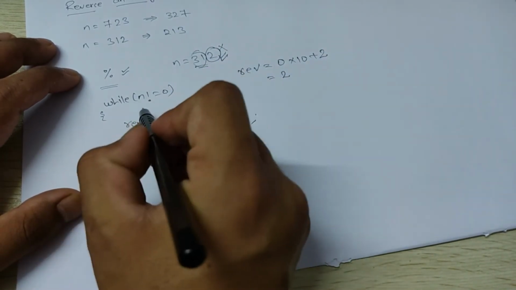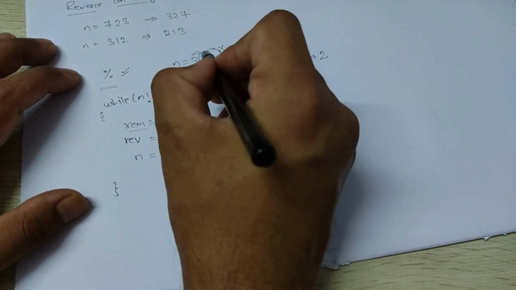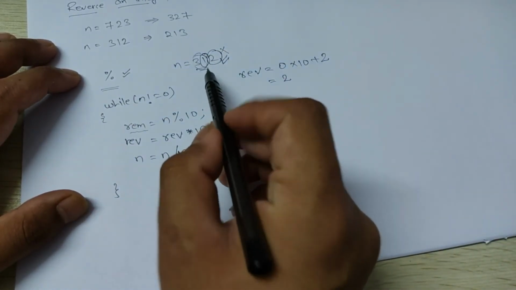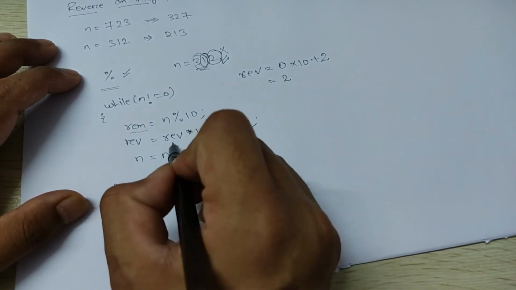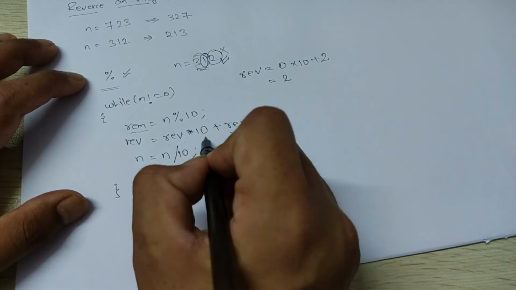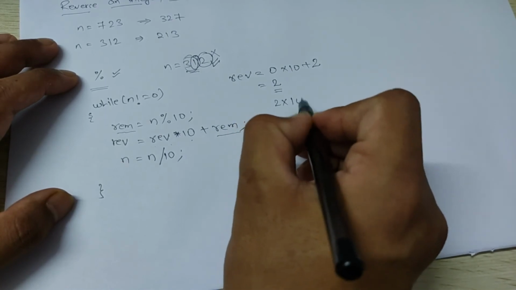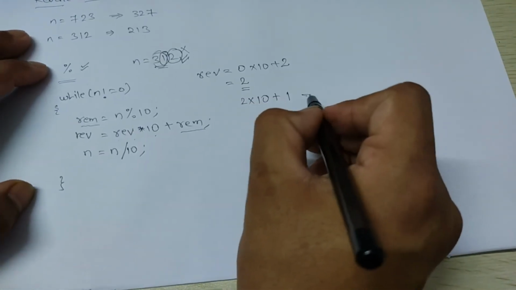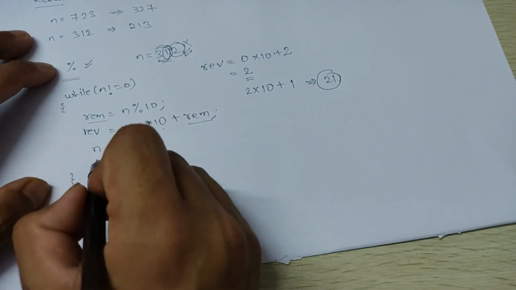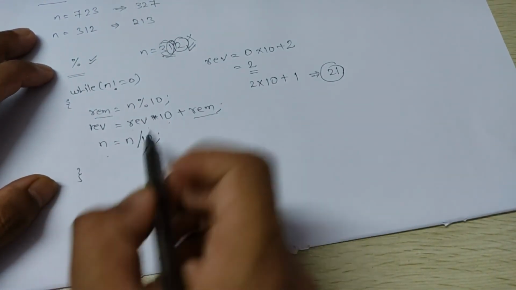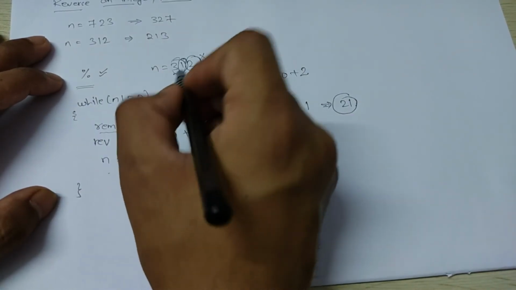Now 31 is not equal to 0, so you get the remainder. This time you will get the remainder 1. Once you have the remainder 1, you add it to the previous value of reverse multiplied by 10. The previous value was 2, now you multiply it with 10 and then add the remainder. This time you will get 21. Now again you divide the number by 10: you divide 31 by 10, you will get 3.